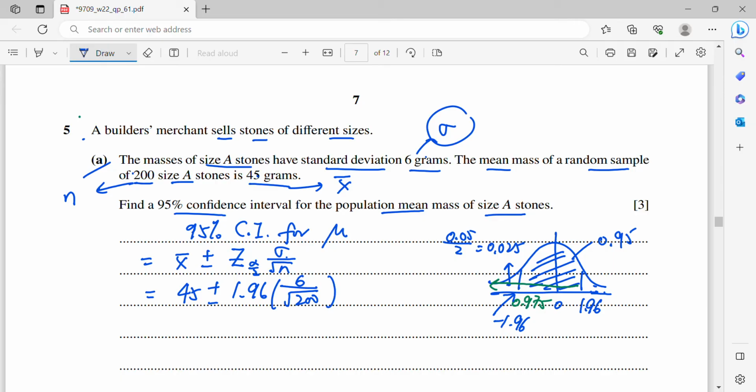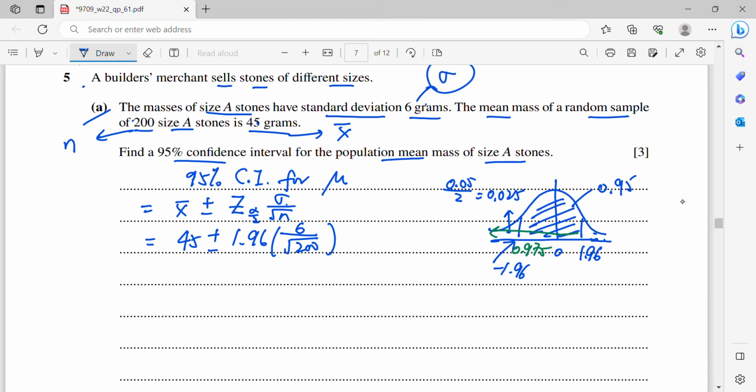Now, this is the formula, and to get the lower limit for this confidence interval, we use minus. So when you use minus, you will get 44.2, and the upper limit is calculated using plus. So when it is plus, you'll get 45.8. So that's the confidence interval for the population mean.